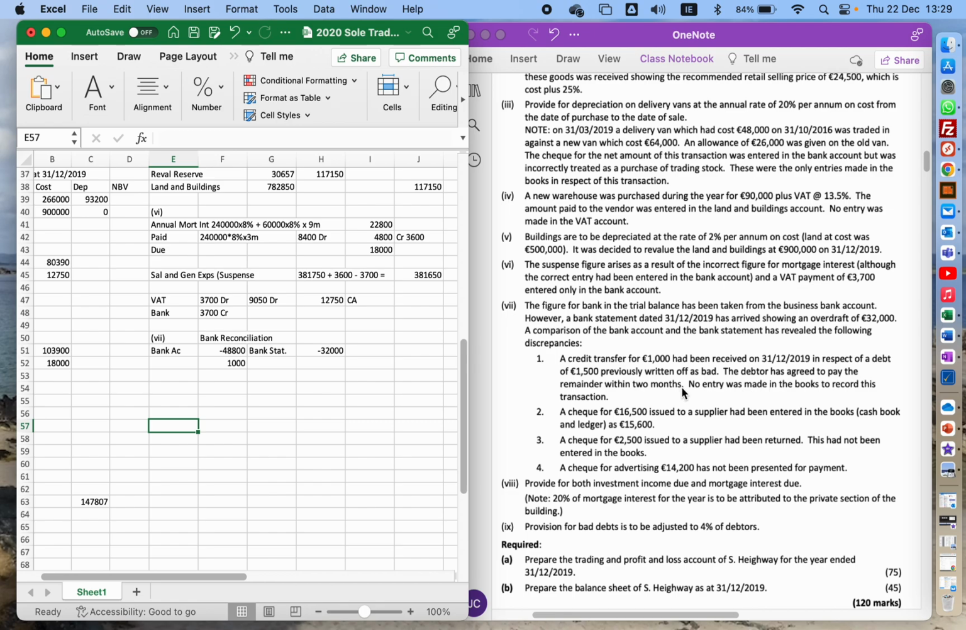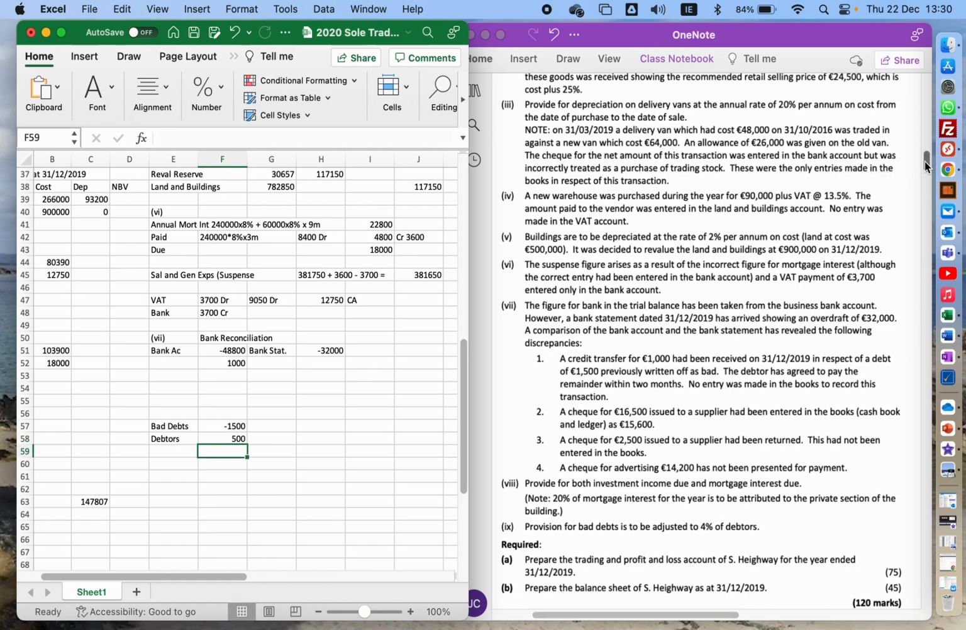So there's a debt written off as bad, so I'm going to have bad debts, I'm going to have debtors because they're the ones who don't have to cancel, and then the other entry is going to be bank. So the debt of 1,500 was previously written off as bad. So that means I would have had an expense of bad debt before. So that expense I'm going to have to cancel. So I'm going to reduce my bad debt expense by 1,500. So that means the remaining 500 is going to be added to my debtors. Okay, because now I'm going to receive that money that I didn't expect to receive.